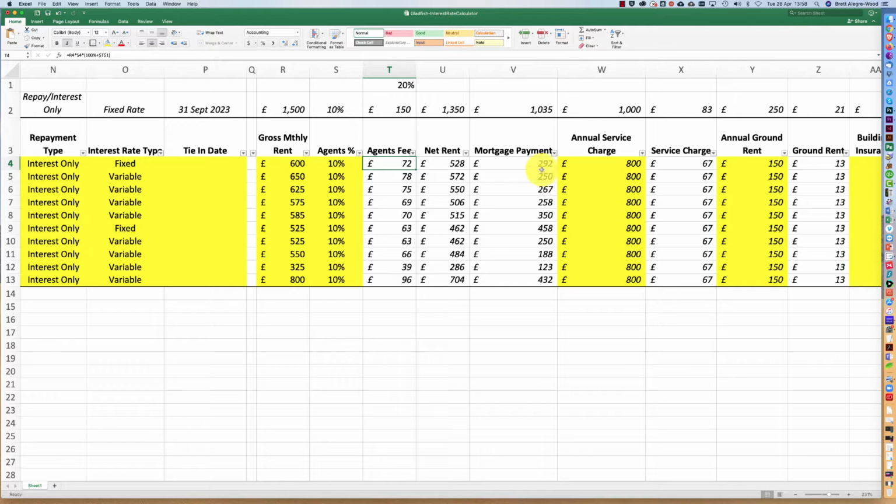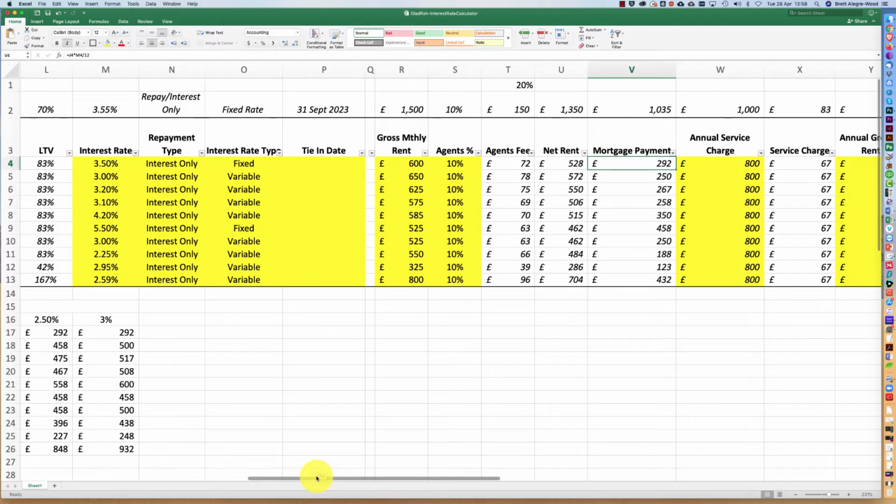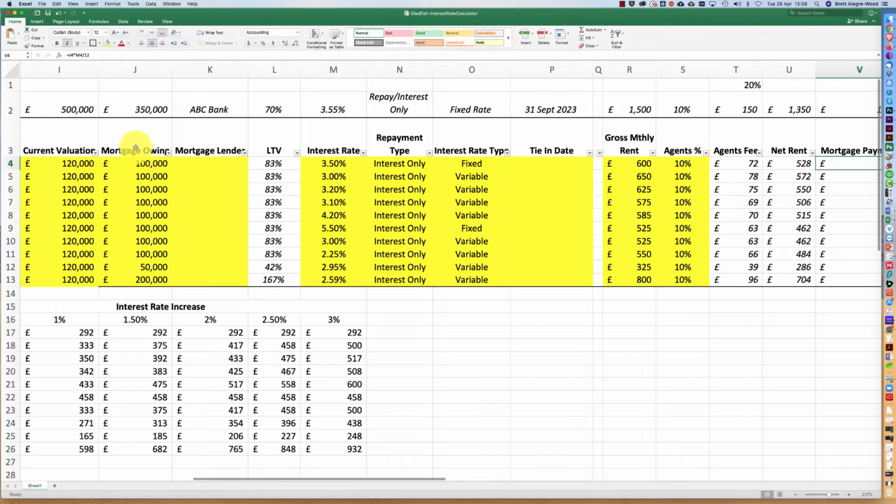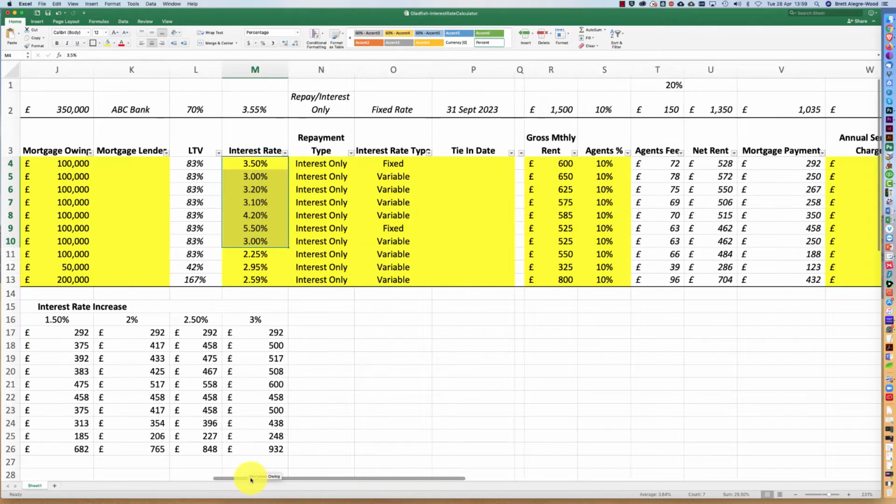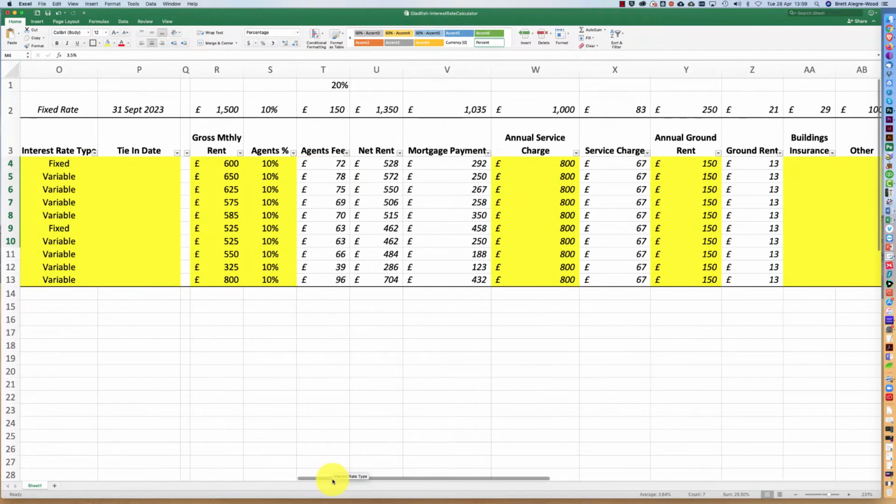I've left it all open so you can play with this and do it to your heart's content. You can obviously re-download it if you need to. So net rent comes in at that, which is basically that, less that equals that. Then you've got your mortgage payment, and quite simply on an interest-only basis, it is the amount owing multiplied by the interest rate, which gives you the annual interest, divided by 12. Okay, simple.